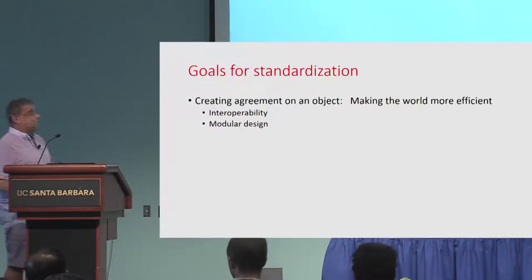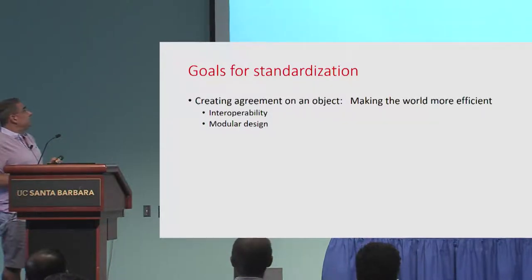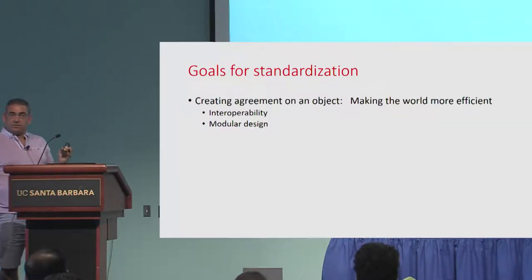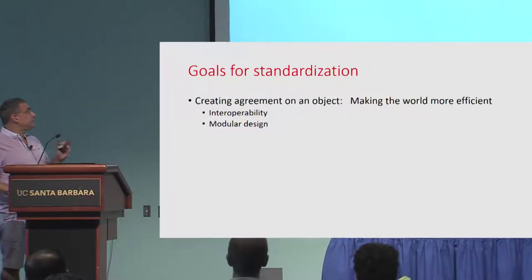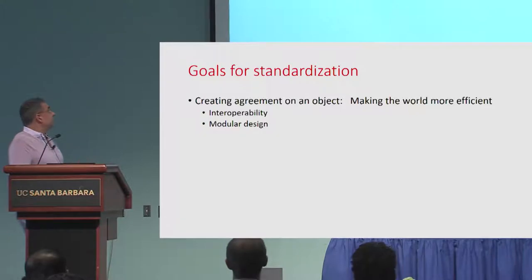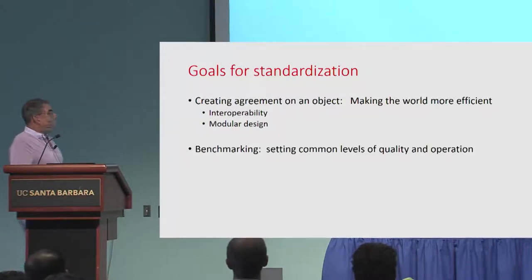So really, what are the goals of the standardization process in general? What you want is to create an agreement on an object to make the world more efficient. This is something different than setting a standard or benchmarking, just to create agreement. And this is for interoperability, for modular design, just to help us build a better world more efficiently. But there's really also this issue of benchmarking, to know that what we have is good enough, and different levels of goodness, et cetera. And this is also important, so we are playing between those two things.